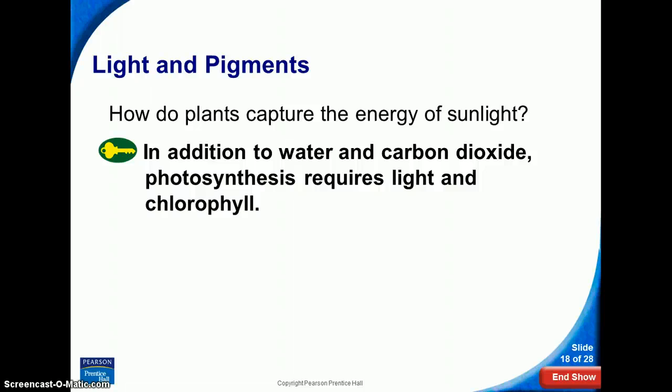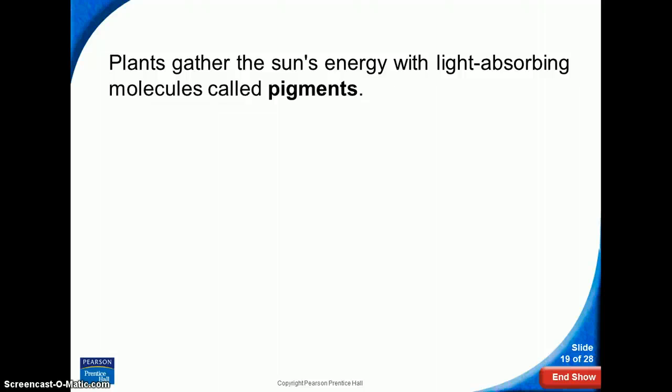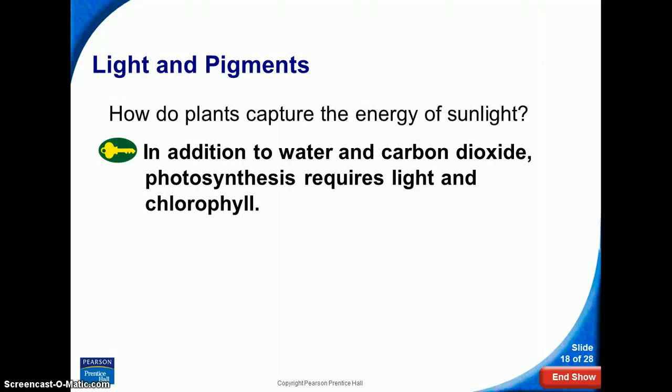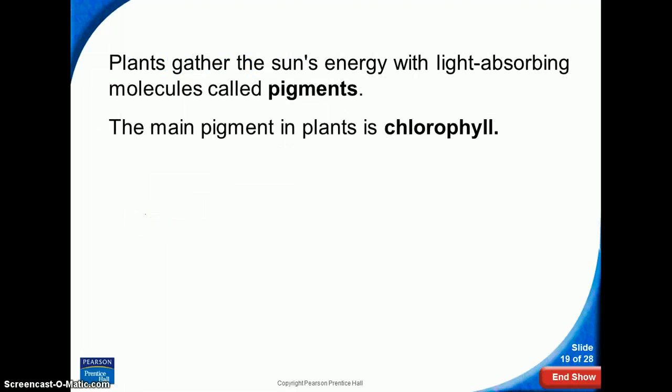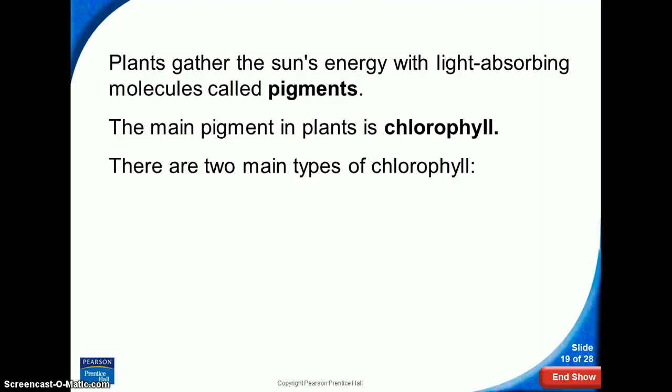So in order to capture that sunlight, we need to have specific pigments, and that pigment is called chlorophyll, and I'm sure most of you have heard of it before. Chlorophyll is something that is very unique in that it's a chemical that actually can absorb light. And there are two types of chlorophyll. There's chlorophyll A and there's chlorophyll B.